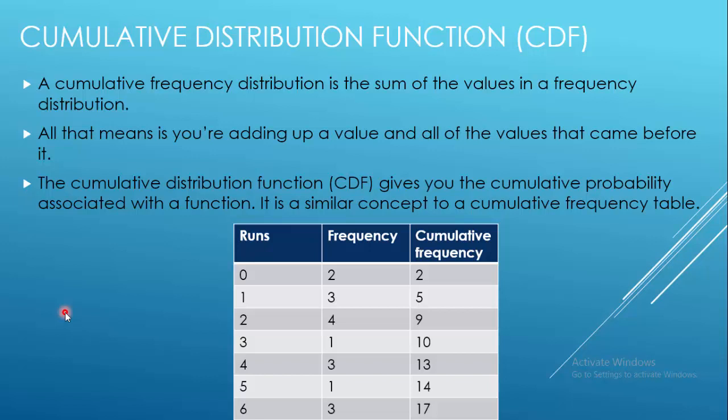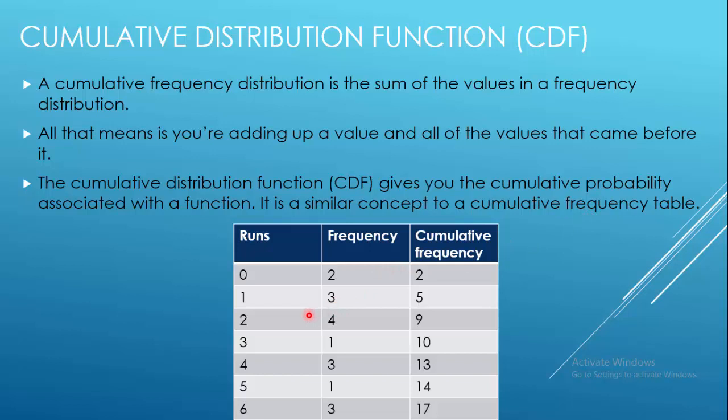Now we talk about cumulative distribution function, CDF. A cumulative frequency distribution is the sum of the values in a frequency distribution. All that means is you are adding up a value and all the values that came before it. The cumulative distribution function CDF gives you the cumulative probability associated with a function. It is a similar concept to a cumulative frequency table.